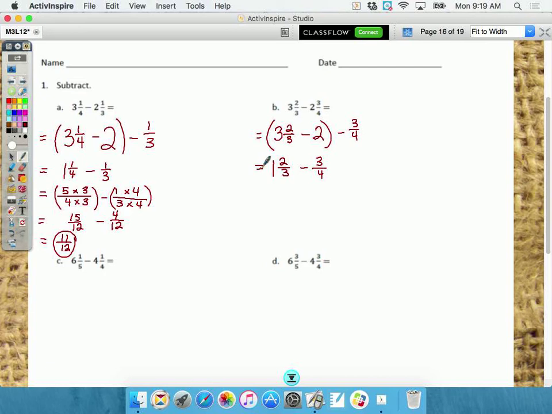And I notice that my second fraction is larger, so I have to borrow 1 from my whole number. So it would be 5. So it'd be 1 times 3 plus 2, 5/3 minus 3/4.